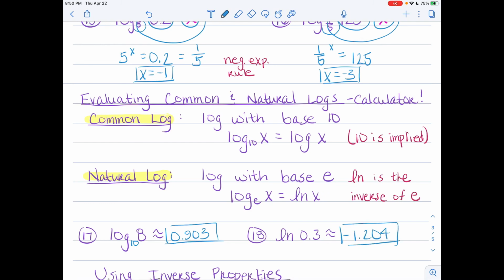If we had any other base besides 10, the implied 10, or a natural log, which is an implied base e, we can't directly use the calculator and plug those in. There's not a way to put in a little subscript here. We will have to evaluate those the way that we did the ones up here above.